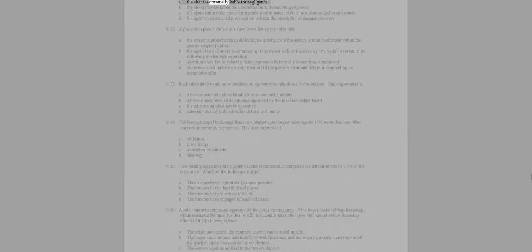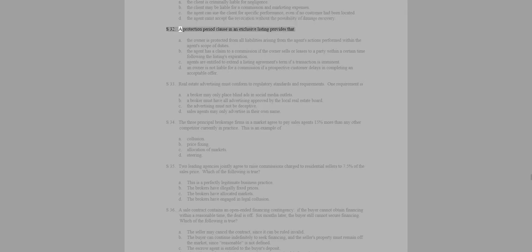S31. A client revokes an exclusive right to sell listing 2 months prior to expiration. The reason stated, the client is too busy to meet with the agent. In this case, A. The client is criminally liable for negligence. B. The client may be liable for a commission and marketing expenses. C. The agent can sue the client for specific performance, even if no customer had been located. D. The agent must accept the revocation without the possibility of damage recovery.